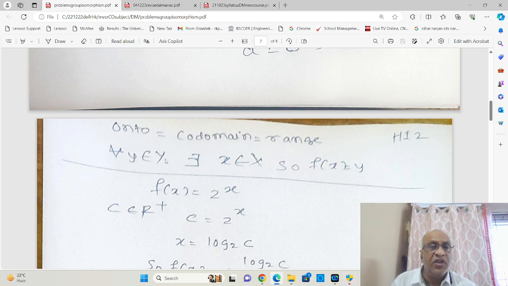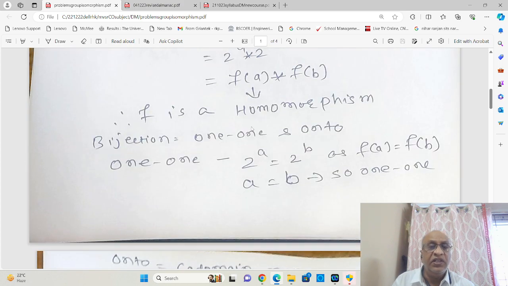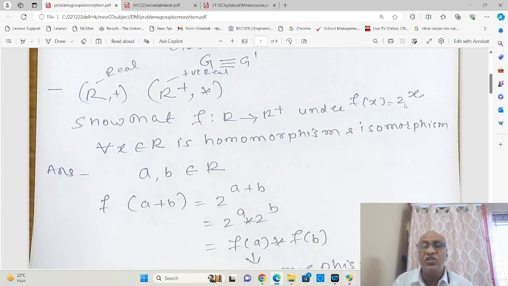Okay. So, for example, there is a y set, there is an x set. There is an element, say y, belonging to the y set. So there exists x belonging to the x set, so that f of x is equal to y. This has to be proved. So, in our case, what is f of x? In our case, f of x is 2 to the power of x.